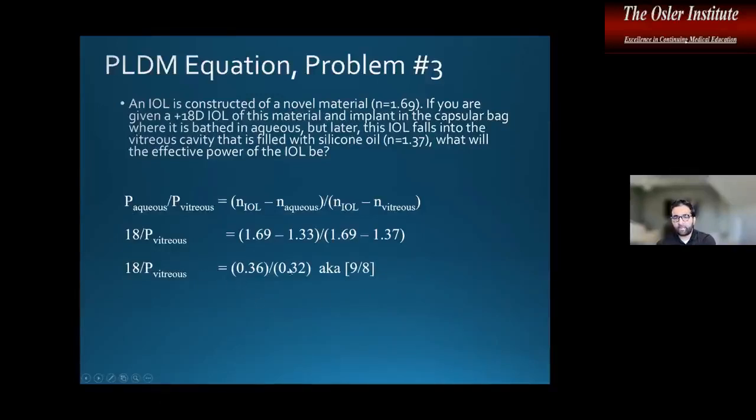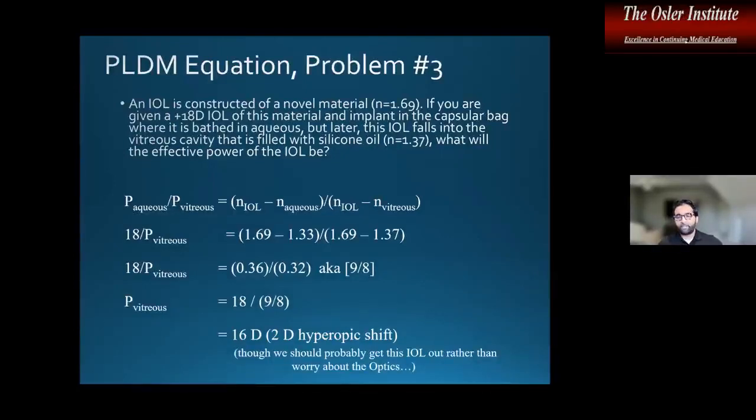And when we solve for that, we're going to get roughly 9/8 on this side and 18 over here. So when we divide 18 by 9/8, this is going to be 16 diopters. So basically this lens is now going to have only about 16 diopters of power if it falls into the vitreous, or even just if the silicone oil were to come over it, for example. We have now had a 2 diopter hyperopic shift.